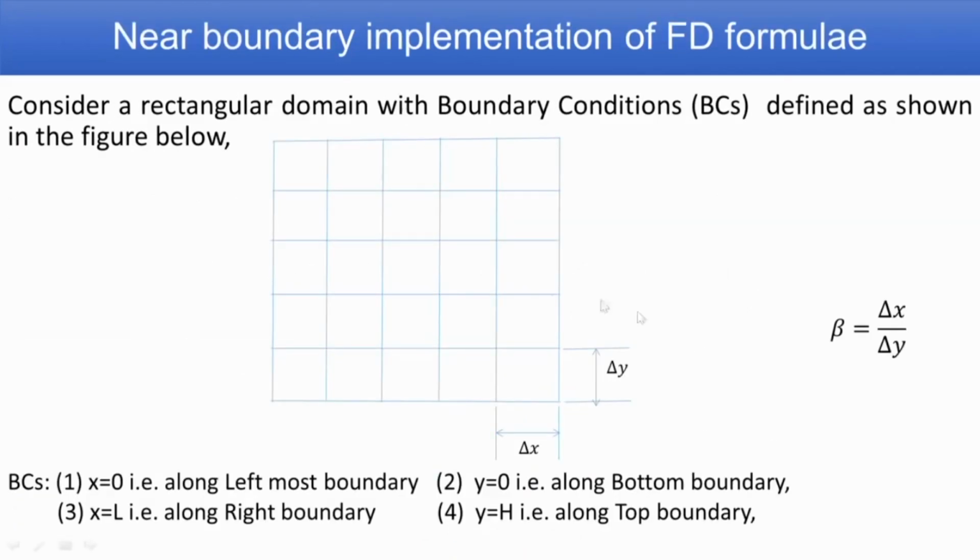For the example problem, the computational domain with the mesh arrangement is shown. Delta x and delta y are the respective spatial differences between two mesh points in the x direction as well as in the y direction, and we define a new term beta, which is equal to delta x by delta y, and we apply boundary conditions along x as well as along y.